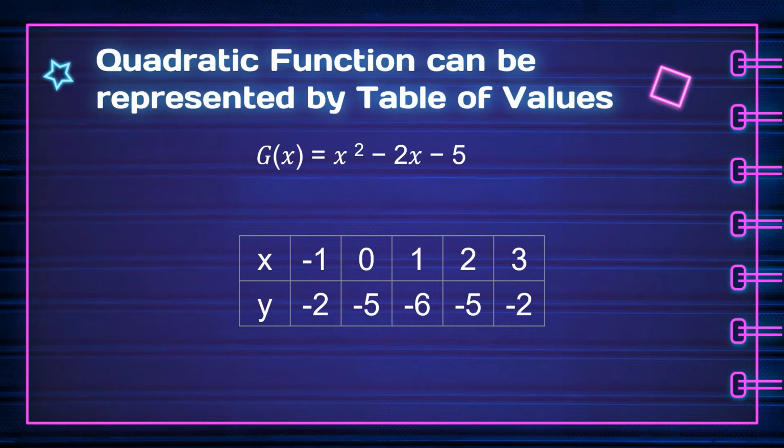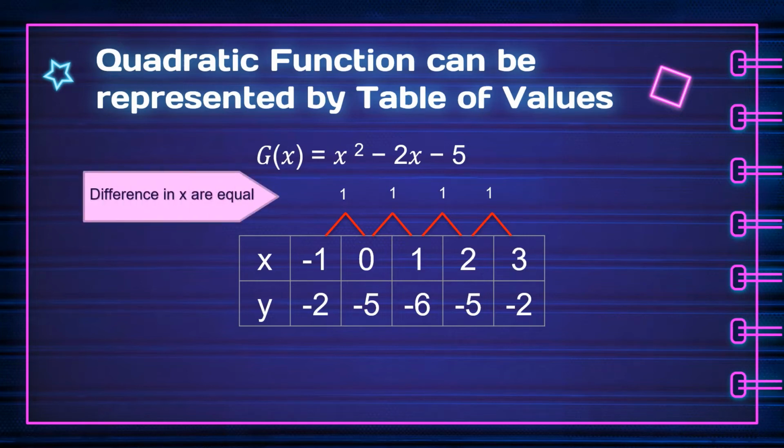So 3 minus 2 is 1. 2 minus 1 is 1. 1 minus 0 is 1. And 0 minus negative 1 is 1. Then, ito ay tinatawag natin na differences in x. So what do you observe? They are equal. Subukan naman natin sa differences in y values or f of x.